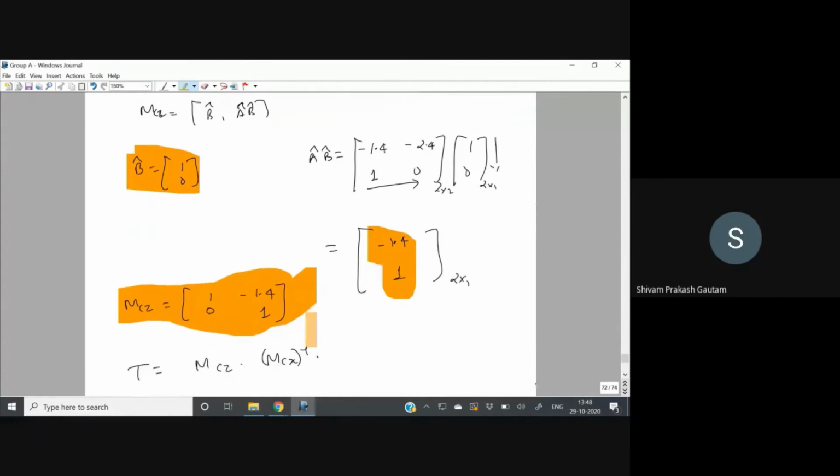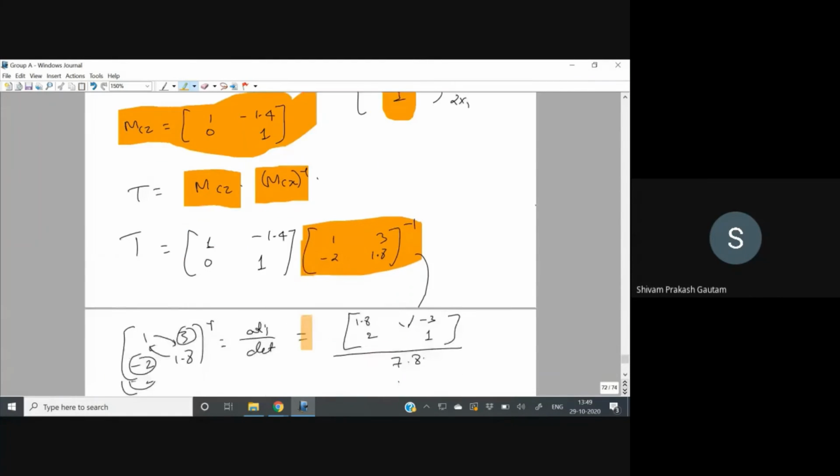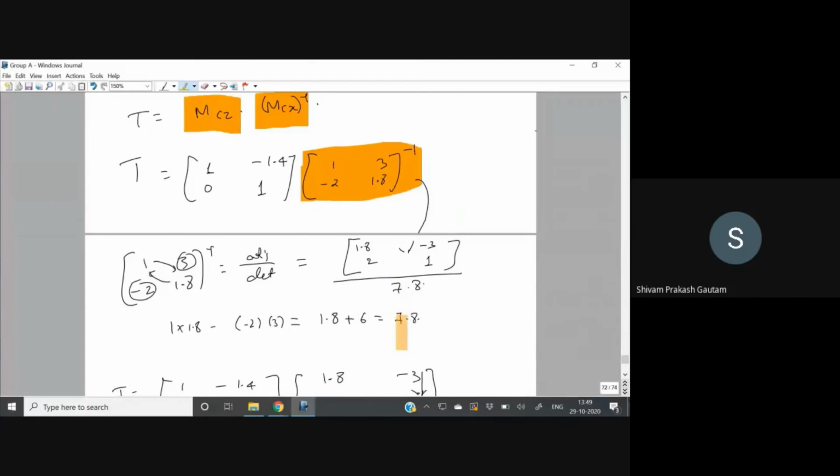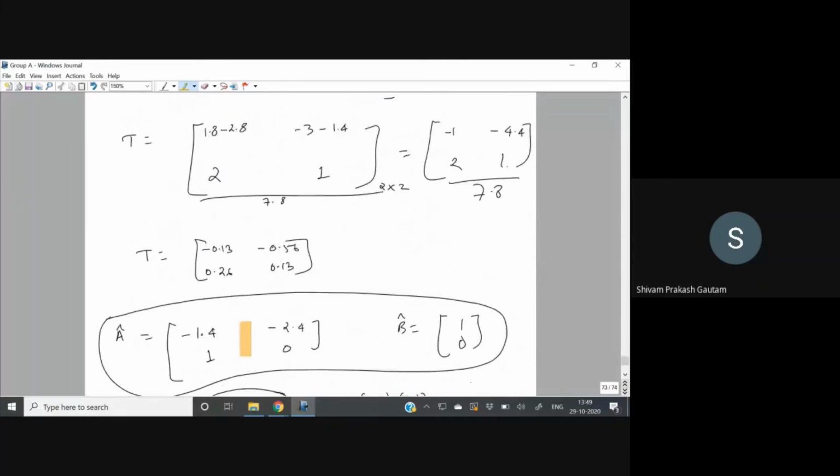Now we will calculate the T matrix, which is given by M_CZ, that is in control canonical form, multiplied by the inverse of the original controllability matrix. So we have to calculate the inverse of this matrix. For calculating the inverse, we used adjoint upon determinant, and we got this. Finally, we have got the transformation matrix, which is given by this matrix.